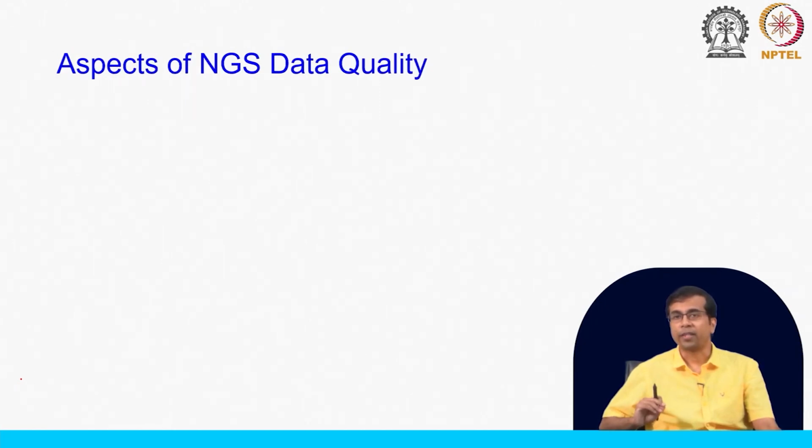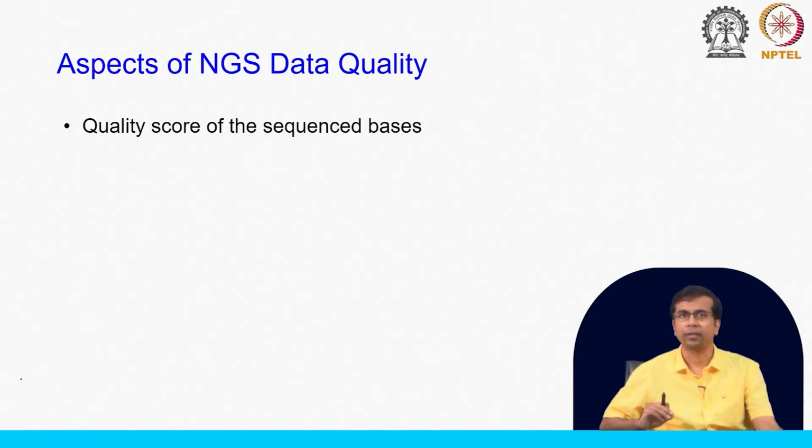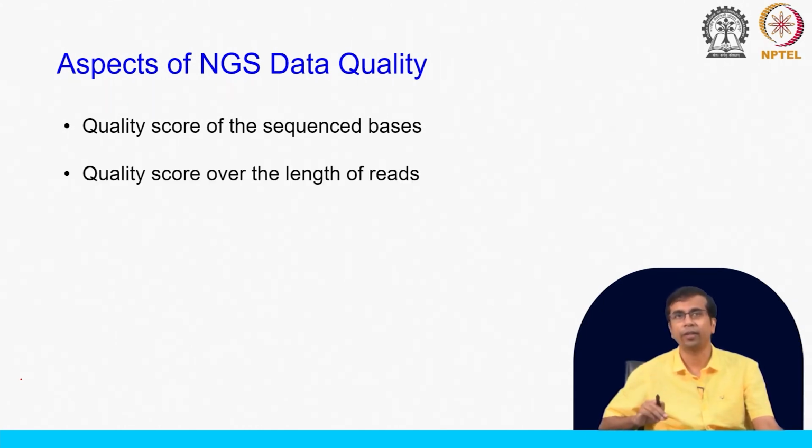So, what are the aspects of NGS data quality? When we say we do a quality check, what are we actually looking at? Is it just the quality score? It is of course the quality score of the sequence bases. This measures how well the sequencing library and the sequencing process worked, the quality score over the length of the reads, whether the sequencing worked fine.